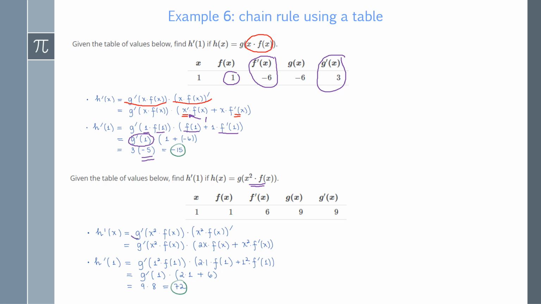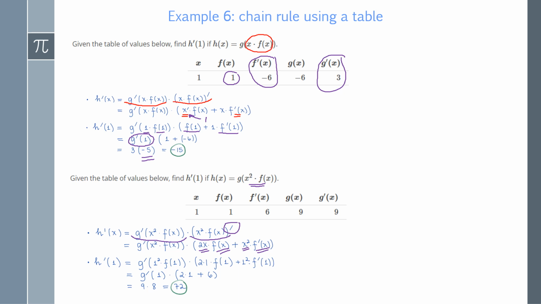This would be g prime of x squared times f(x), times x squared times f of x prime. Okay, so that's our setup. Now we apply the product rule to this derivative right here, and that would be 2x times f of x plus x squared times f prime of x.